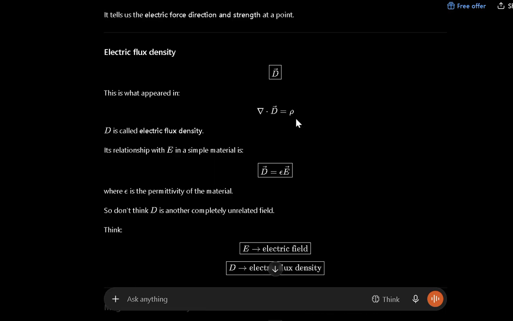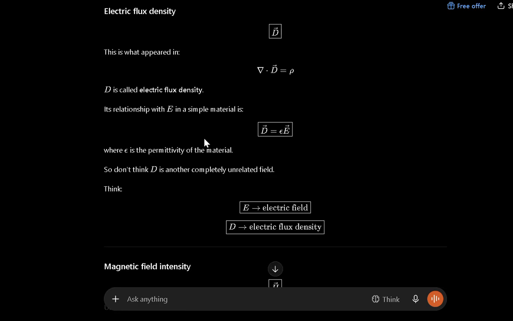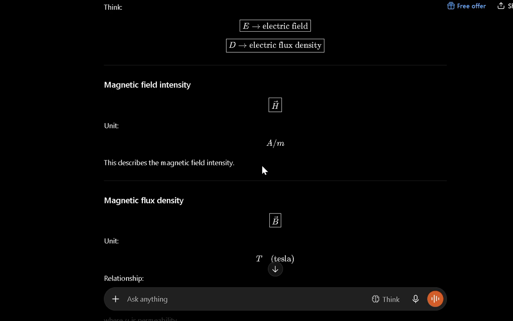Del dot D equals rho, and D is the electric flux density. The relationship with electric field in a simple material is D equals epsilon E, where epsilon is the permittivity of the material. So don't take D as a completely unrelated field. D is not something unrelated; it is related to the electric field itself. Why it is represented separately, we will look at later.